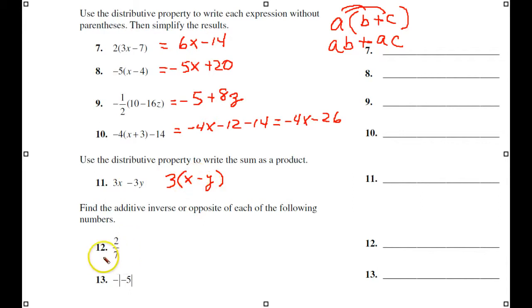So the opposite of the distributive property is factoring. Okay, jumping down to these, we're asked to find the additive inverse or opposite. It's what, if we add something to this, would make it a 0. And usually it's just the opposite sign. So it'll be a negative 2/7. Now this comes out as a 5 here, out of the absolute value signs, and then a negative 5. So what's the additive inverse of a negative 5? It would be a positive 5.